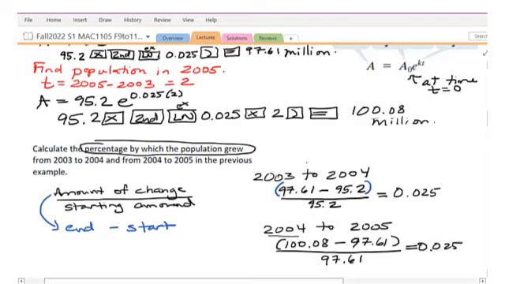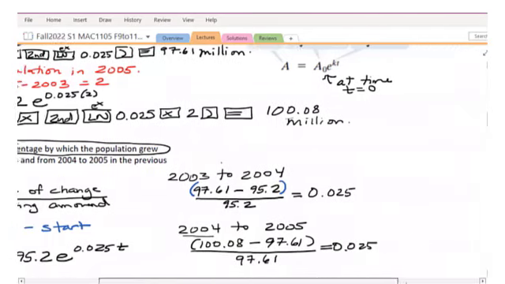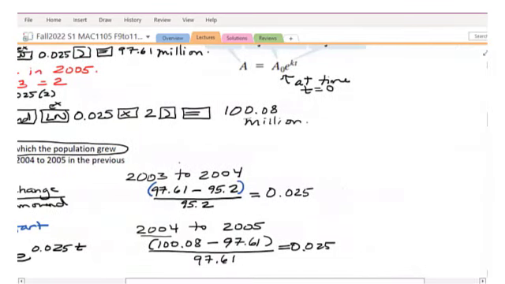Did you also get 0.025? And where did we see that 0.025 before? Yeah, it was in the original equation. Remember, the original equation was A equals 95.2 e to the 0.025 t. This is the rate of change. What this means is that every year that passes, what percent of growth do we see? Well, that's the decimal version. And in percent form, what would that be? Very good. 2.5%.